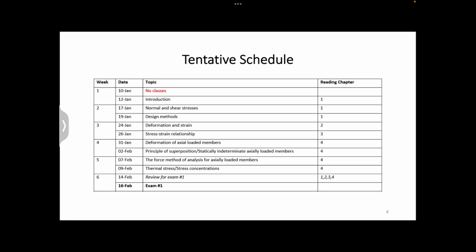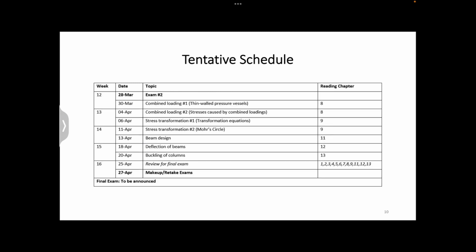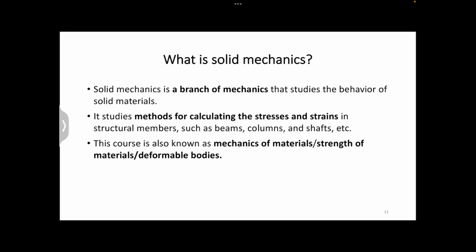Now I will talk about the schedule of our course. We will have the first interim exam on the 16th of February, so please be prepared for it. Then the second interim exam will be on the 28th of March. Please note that there will be no class on the 9th of March. I will be traveling on that day. And we will use the last day of the class for the make-up and retake exams. So if you do not plan to take any of those, you can stay at home and study for the final exam.